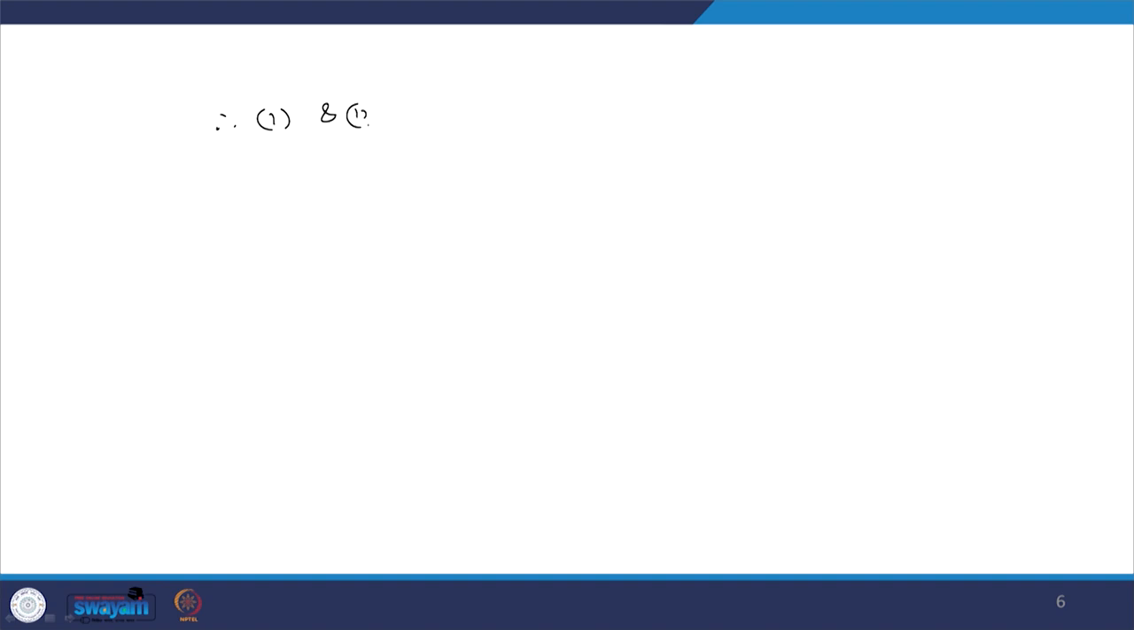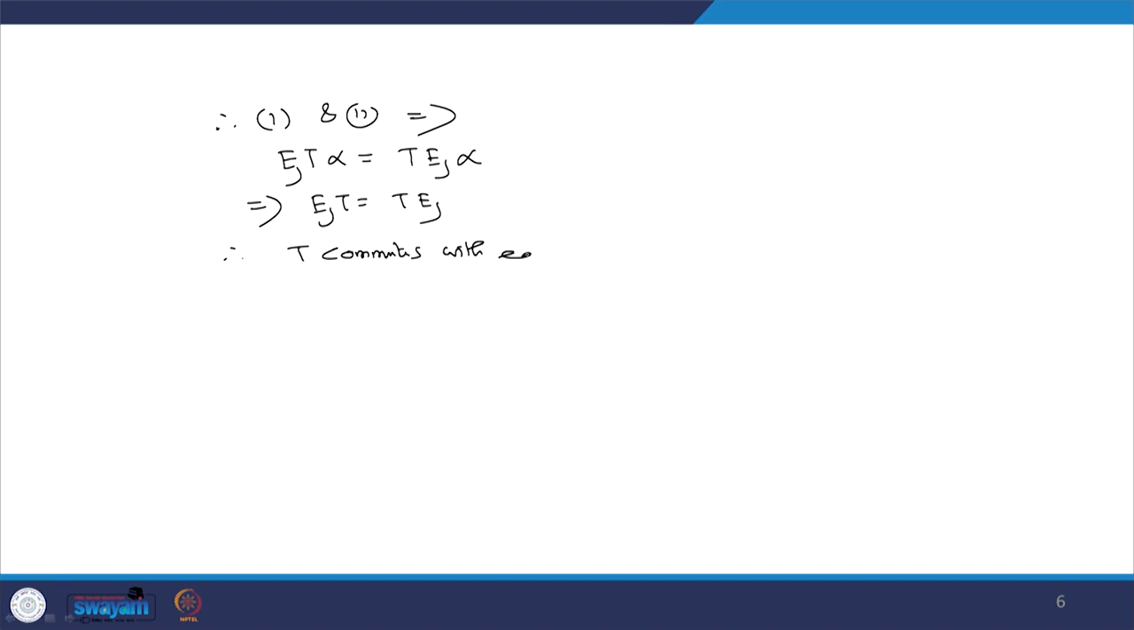So, 1 and 2 imply that E_j T alpha equals T E_j alpha. So, this implies E_j T equals T E_j. So, T commutes with each E_j. So, we have seen the criteria of under what condition each subspace W_j will be invariant under T.